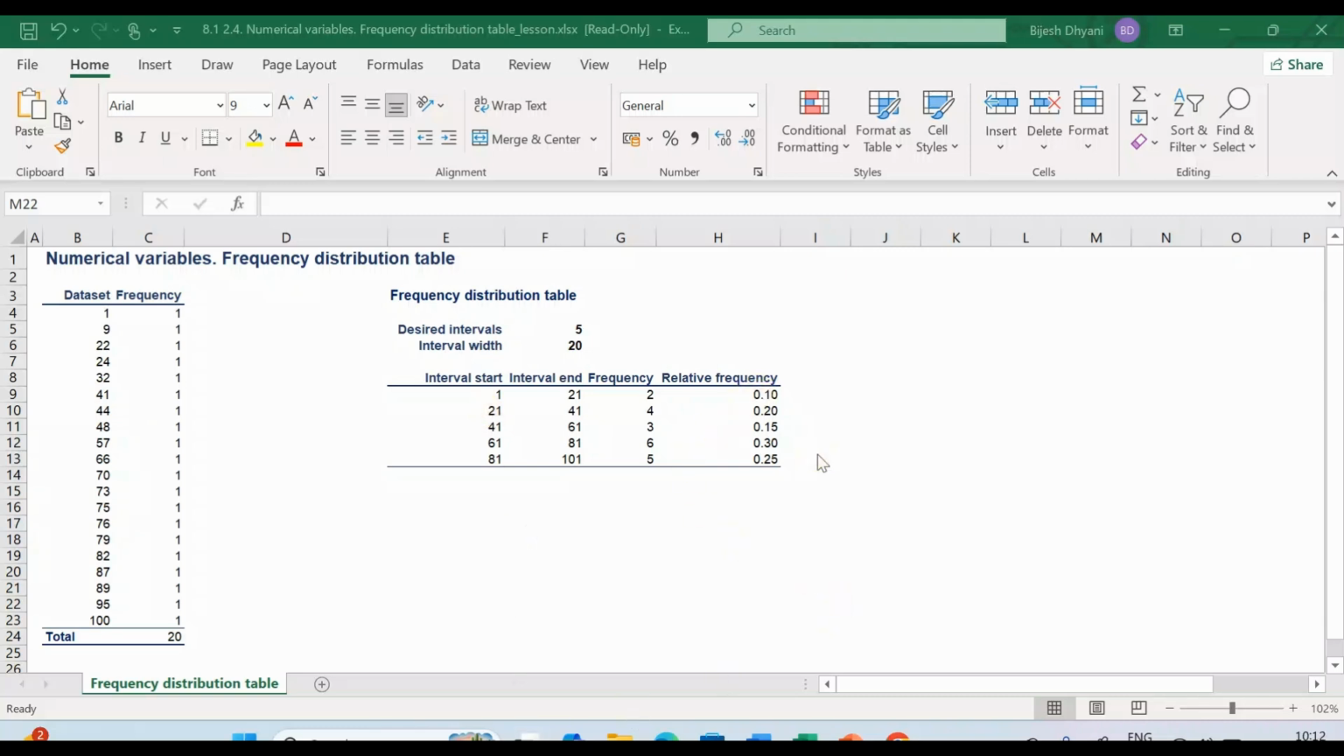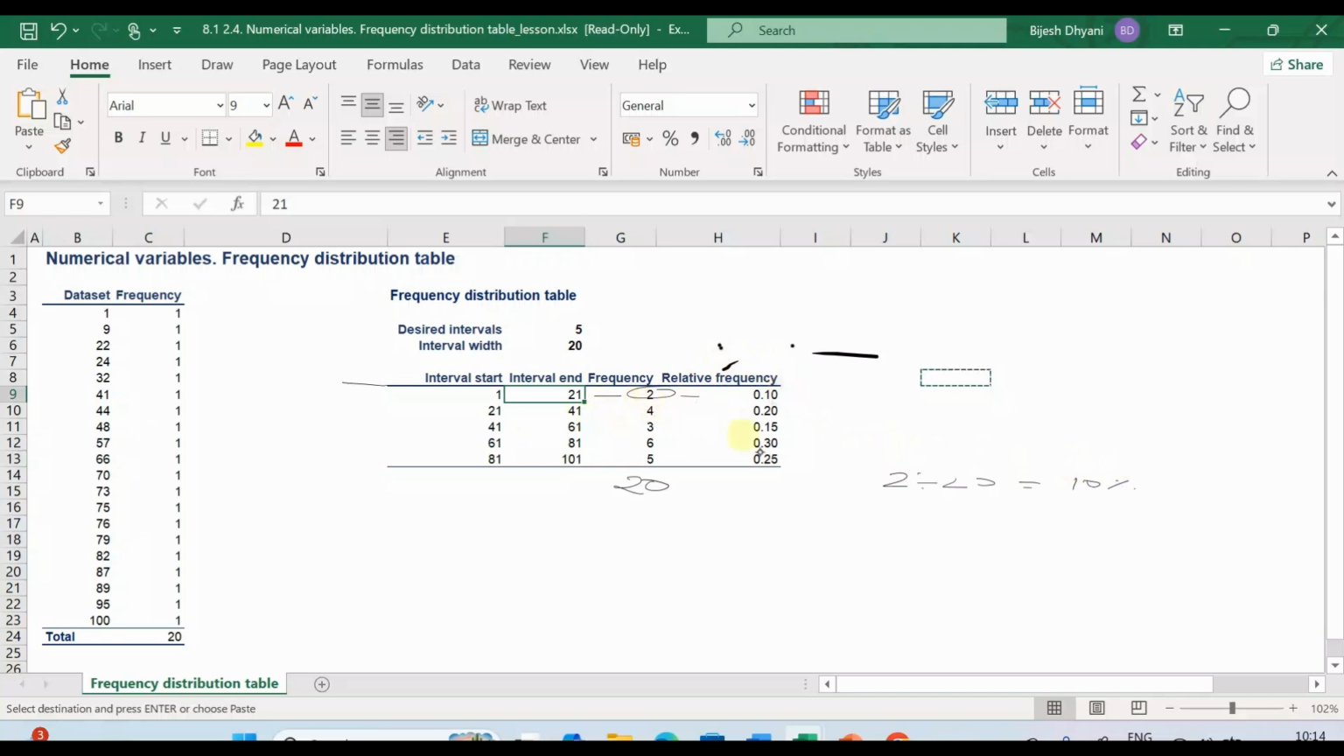Now the interval 1 to 21 has an absolute frequency of 2. How many numbers are coming between 1 to 21? That is 2. And in total we have 20 observations. Now 2 is what percentage of 20? If I divide 2 by 20, it will come to approximately 10%. So that is why I have written here 0.10.